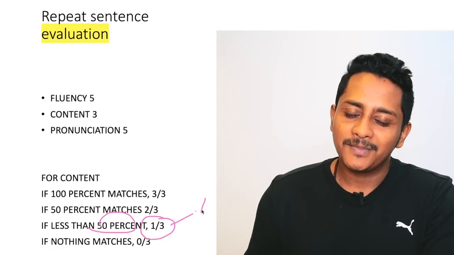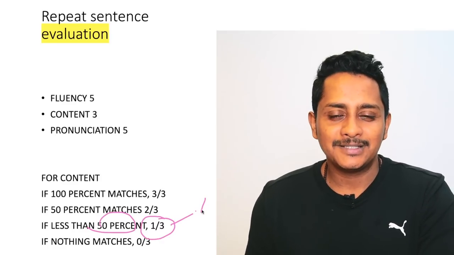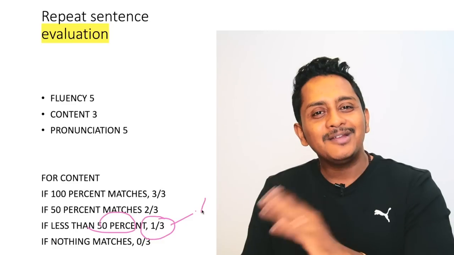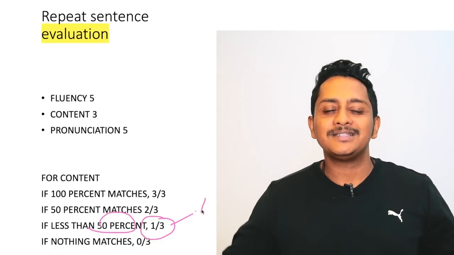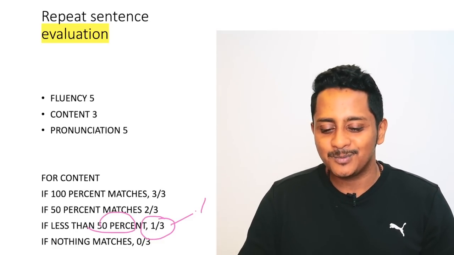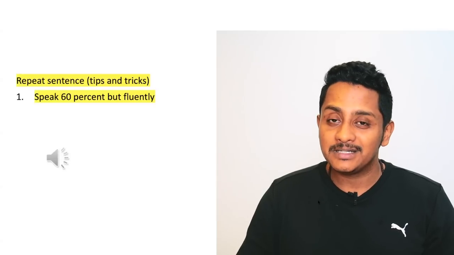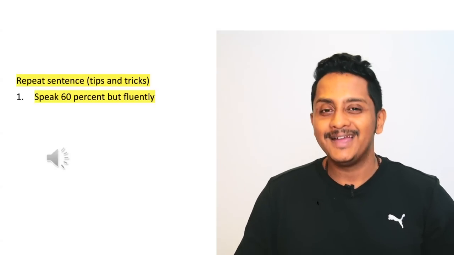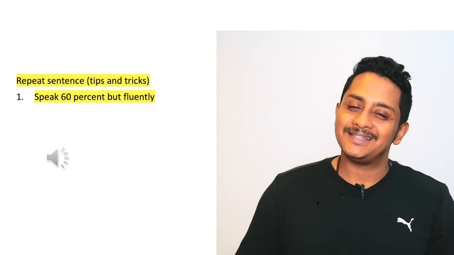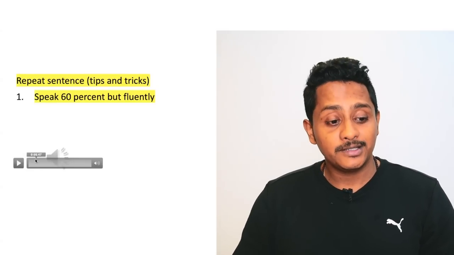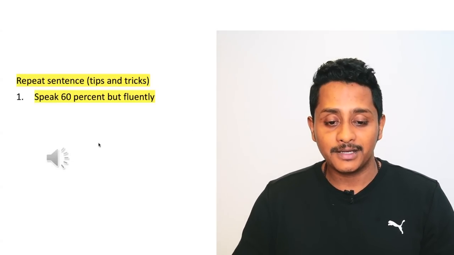10 questions, 10 audios. 6 audios will be simple, so you speak 100%. The remaining 4 will be a little lengthy, so you speak less. Not 50%, at least 60% to be on the safer side. But when you speak, speak fluently. Okay, let's see strategy number 1 for repeat sentence: speak 60% but fluently. Let's listen to this very, very clearly.